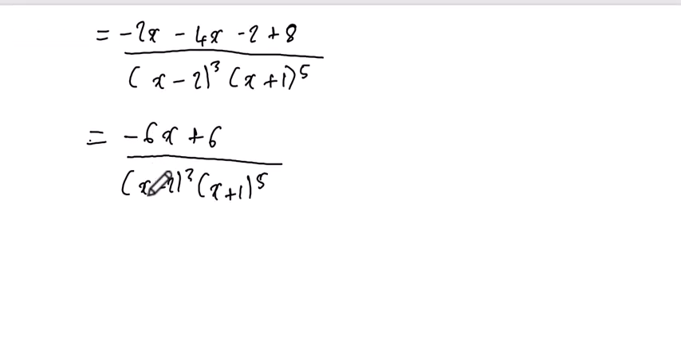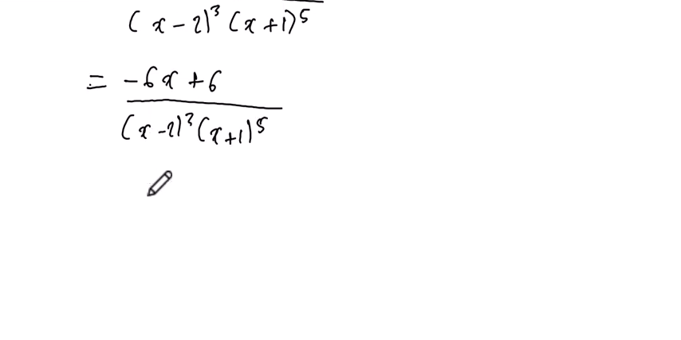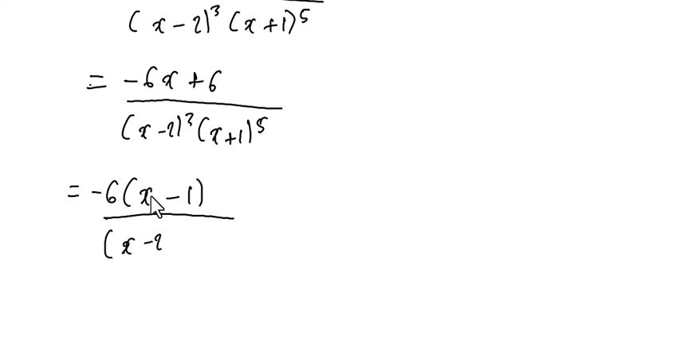Hence we're going to factor out. When you factor out 6, we're going to have negative 6 outside, x minus 1, over x minus 2 to the power 3 multiplied by x plus 1 to the power 5. So basically, this is our final answer.